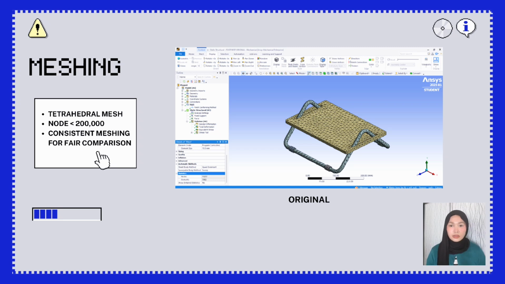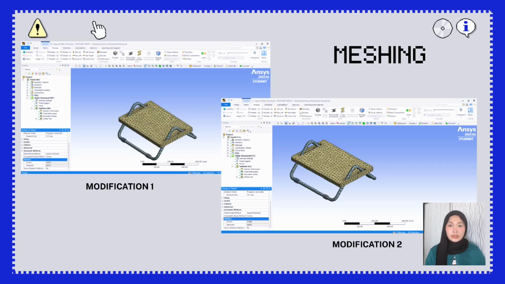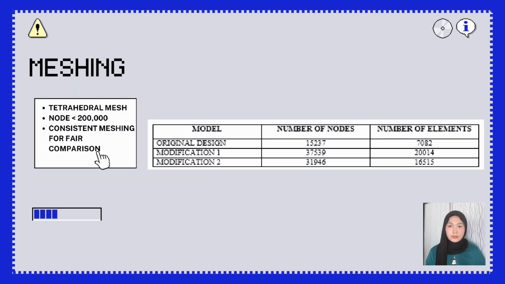Now, I will continue for part meshing. A tetrahedral mesh was applied to all models. The number of nodes was kept below 200,000 to ensure computational efficiency. Consistent meshing was used for fair comparison between designs.